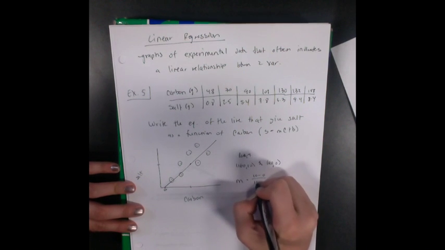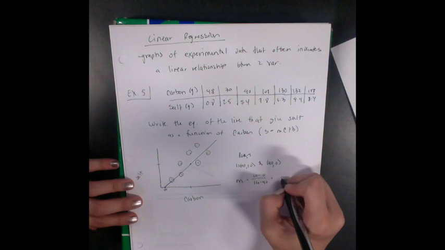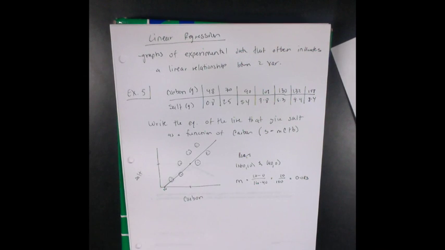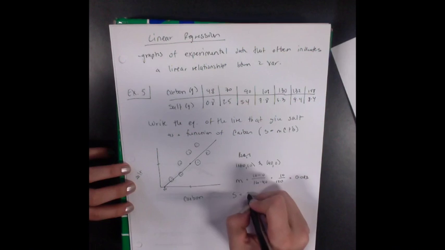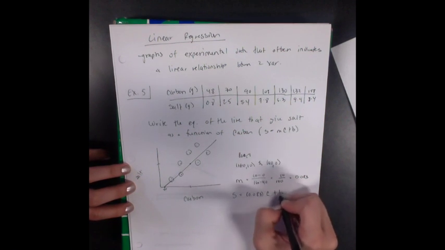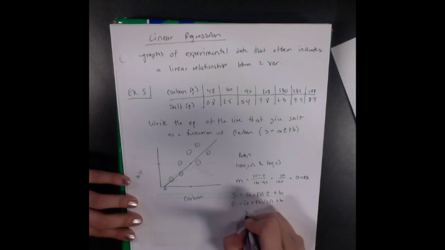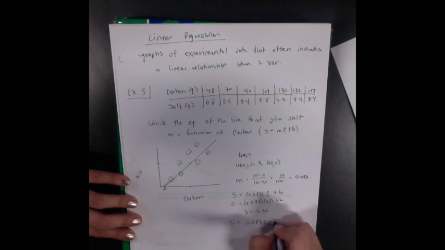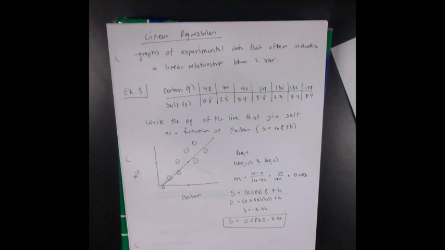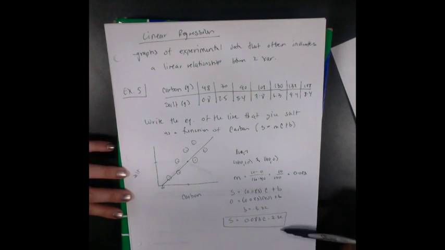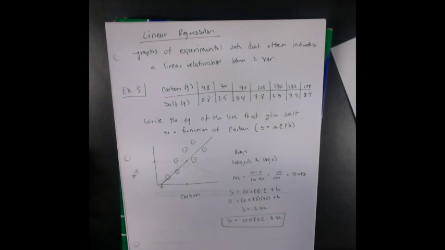I'm going to do 10 minus 0 over 160 minus 40, which gives me 10 over 120, which is about 0.083. Okay, so then I will have S is 0.083 C plus B. I'm going to plug in one of my points, the point 40, 0, to solve for B. And I get B is negative 3.32. So my final equation, S, is 0.083 C minus 3.32. Okay, it is literally going to give you the points on the graph. And you are just finding the equation of a line, like you've been doing since algebra half. Okay, nothing more than that.